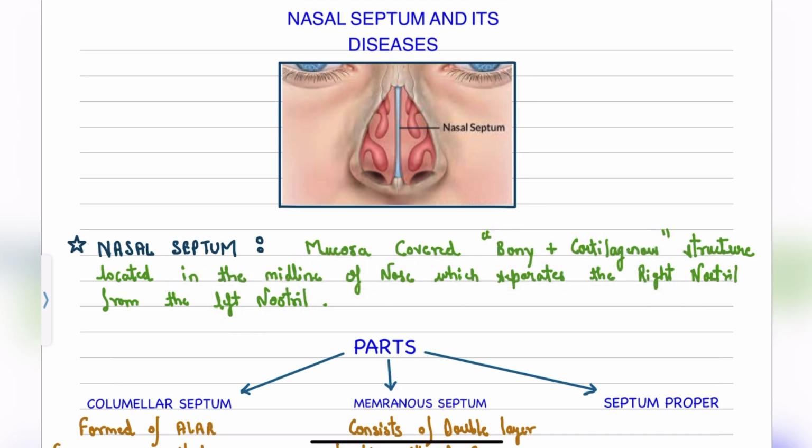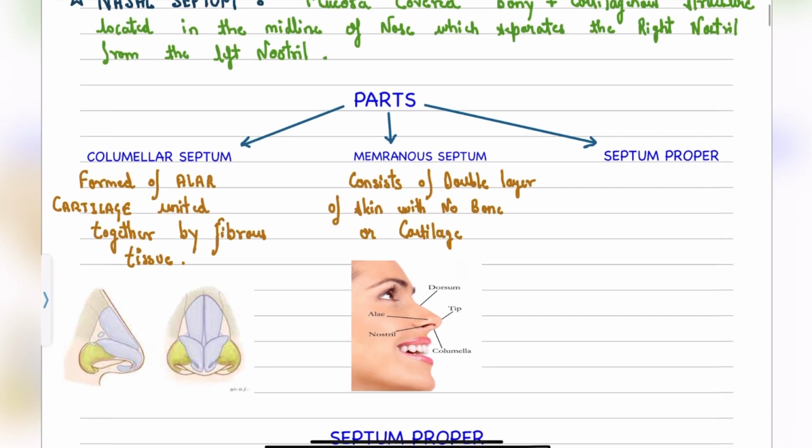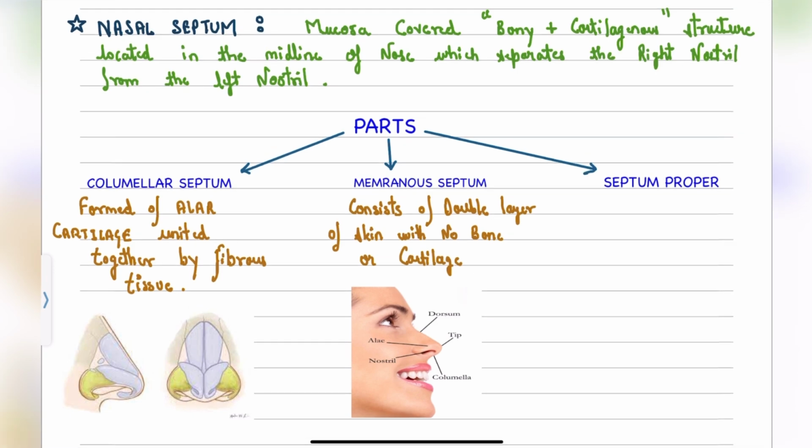Now, going by the definition, in this diagram we could see a central midline structure. Of course, we could see it is composed of both bony and cartilaginous structures. So, it divides the nasal cavity into two equal parts, right nostril and the left nostril. So, this structure is the nasal septum. Nasal septum is composed of three parts. Now, let's discuss the three parts individually.